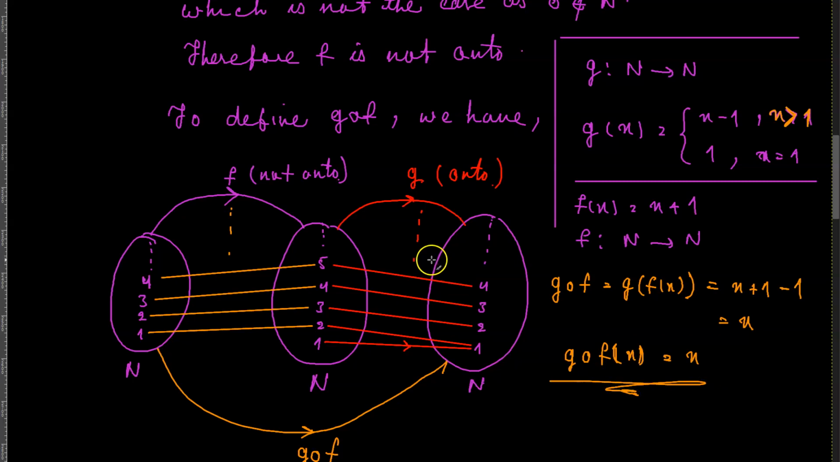So that's basically how you compose these two functions together, and you can see that f is not onto, but GOF is actually onto. Now let's take a look at the solution here.